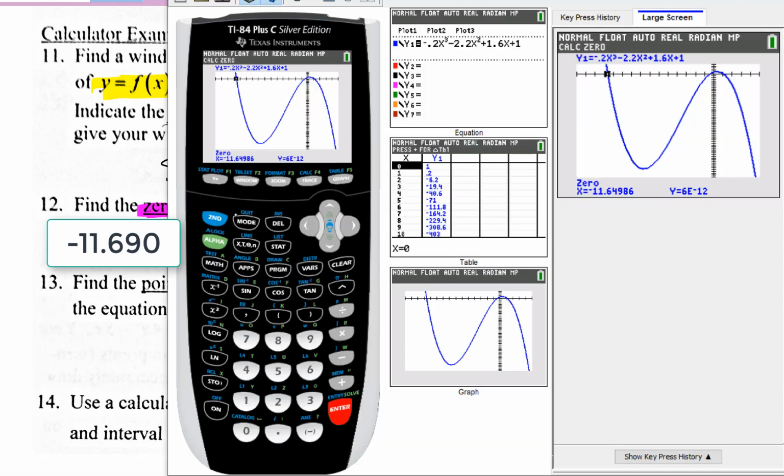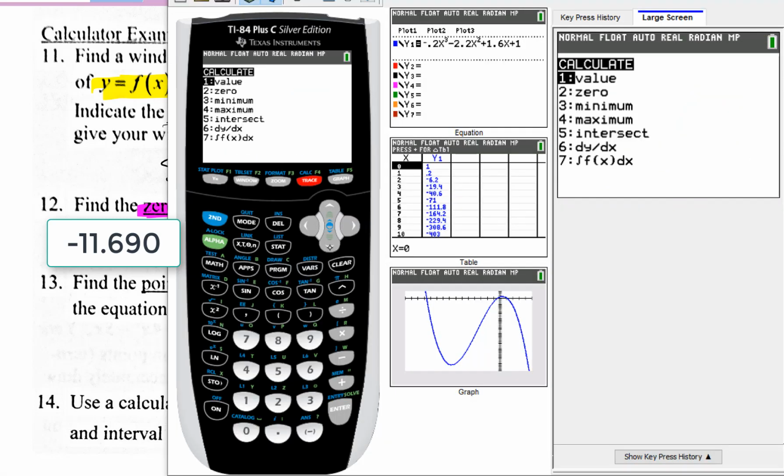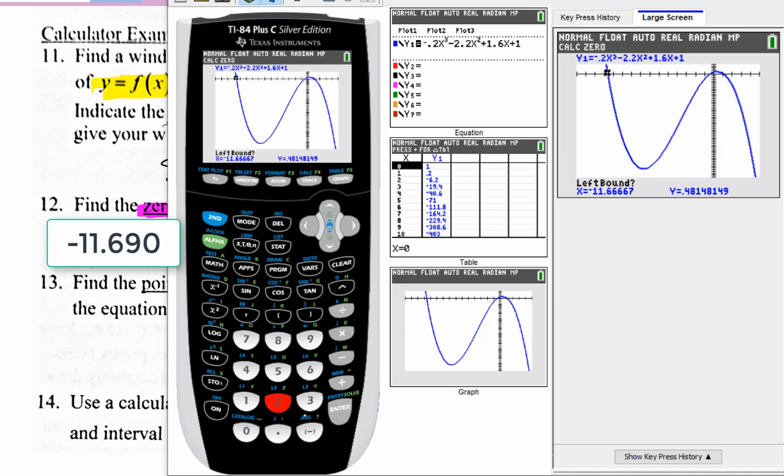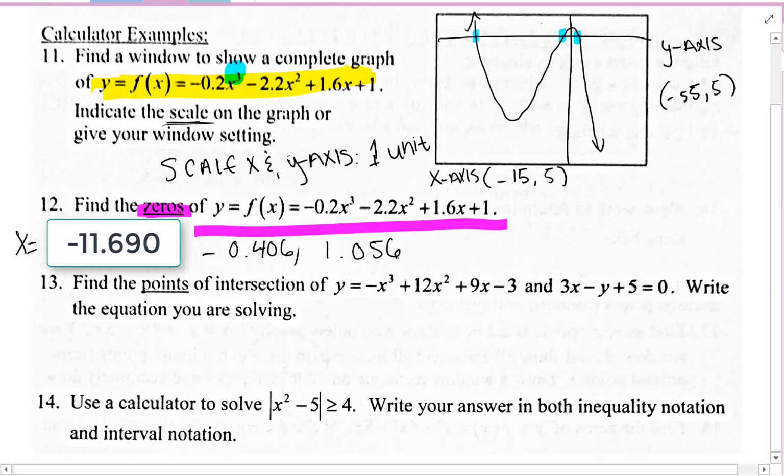To calculate another zero, we're going to do the same thing that we did before. If you don't want to push the arrow down, you can just select the number 2, and it knows that you wanted to find a zero. Enter for the left bound, enter for the right bound, and then enter again, negative 0.406. So a left bound could be here, a right bound could be here, and then we press enter. 1.056. Great. Those are the zeros of this function.